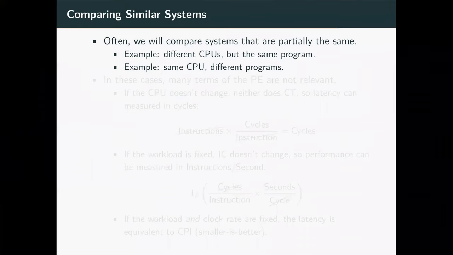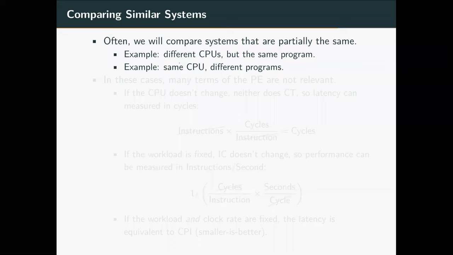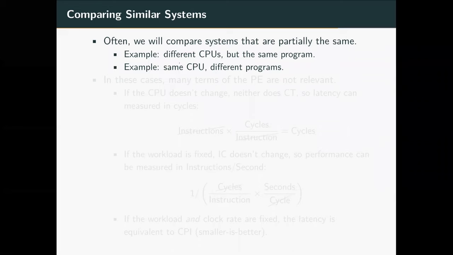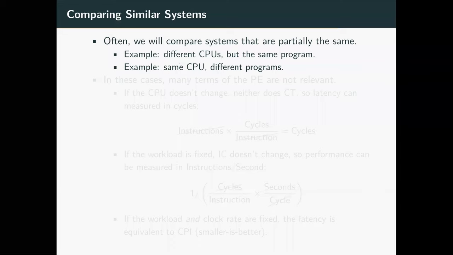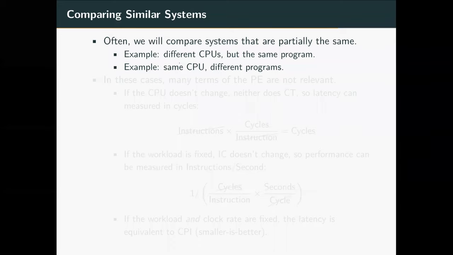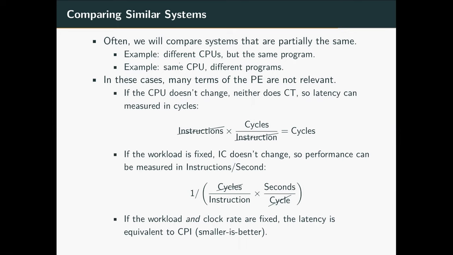Okay, so a lot of times we're going to be doing comparisons where we need to compare systems that are partially the same. So an example is that we have the same program, but different CPUs. So maybe we're trying to compare an Intel i9 with an AMD Threadripper, for example. But in this case, we would want to keep the program the same, and do that comparison. Oftentimes we'll have the same CPU but different programs. This really matters if you're doing like algorithmic optimization. And the key is that in these cases, we can just simplify our performance equation. We can just get rid of terms that aren't relevant.